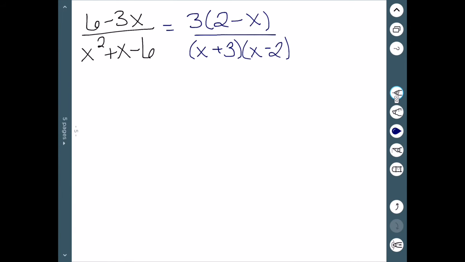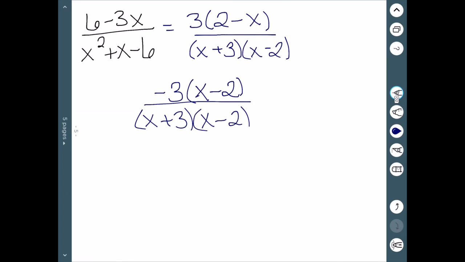However, you'll notice this 2 minus x and x minus 2 look very close, but the sign is different. On the top, we can pull out a negative sign, and that changes the signs inside the parentheses. Now the x is positive and the 2 is negative. The bottom is still x plus 3, x minus 2. Now we can see the x minus 2 in common on the top and bottom and cancel. So we're left with -3 over x plus 3.